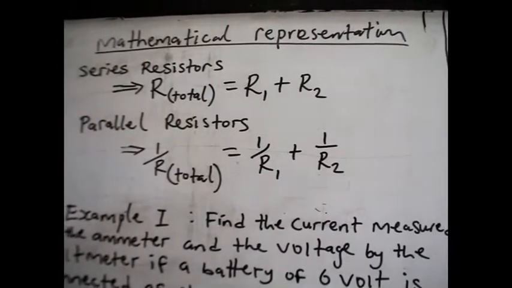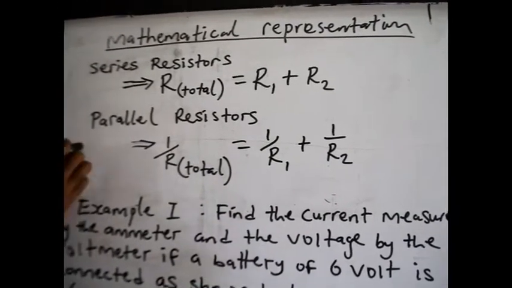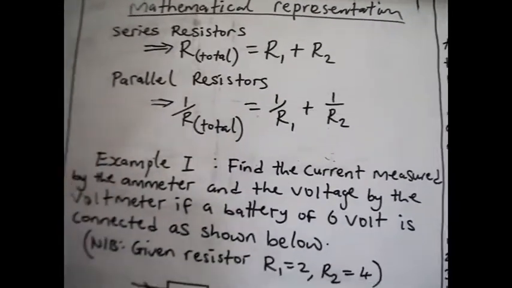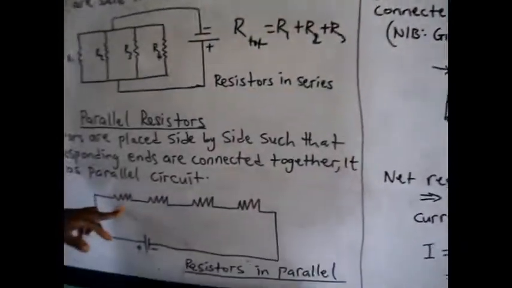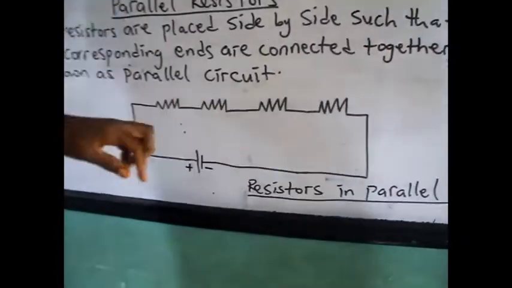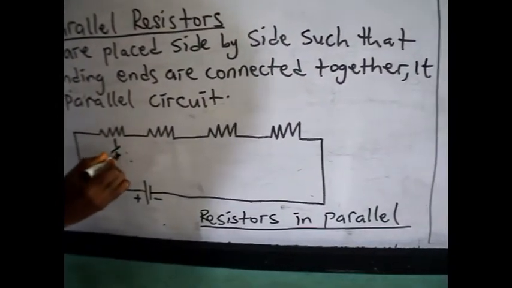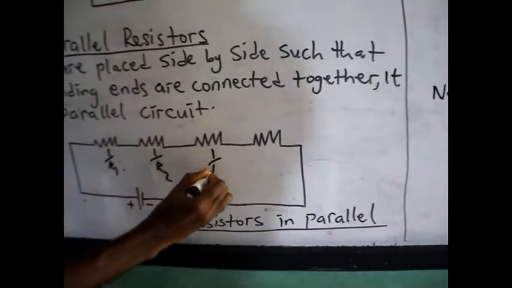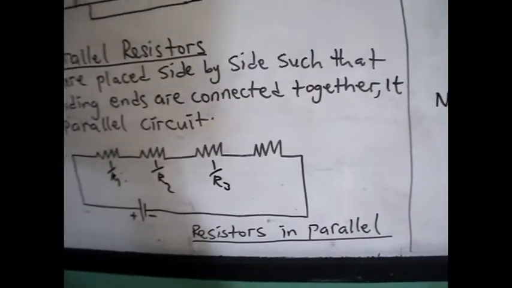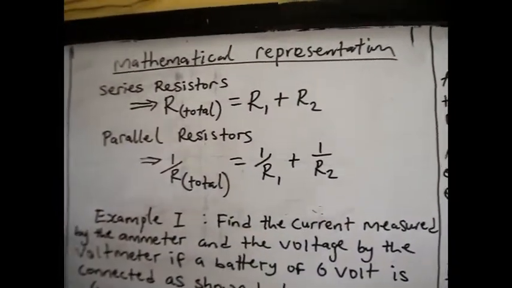While in parallel, it is a reciprocal. When we talk of reciprocal, we are looking at inverse. So in parallel, like we have here, instead of saying R1 plus R2 plus R3, in this case we'll say that R here is 1 over R1 plus 1 over R2 plus 1 over R3 as the case may be. So in parallel, it is the inverse.